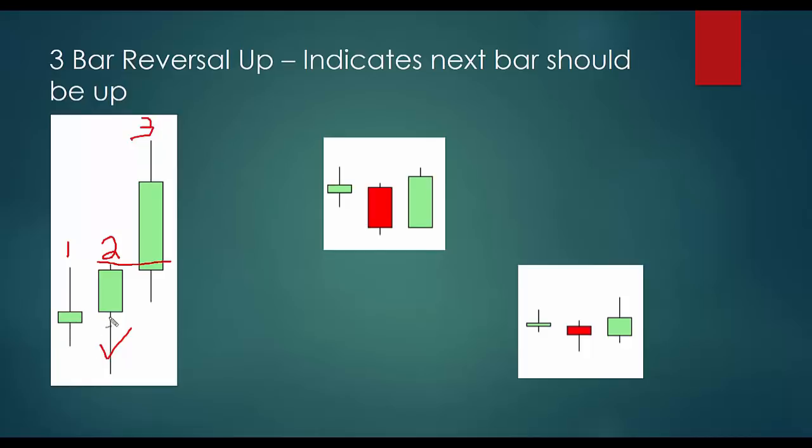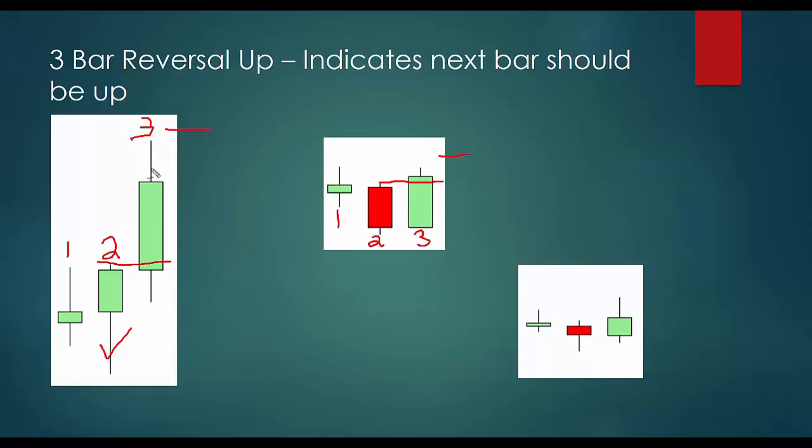So you have bar two is lower than bar three. Bar three is higher than the low of bar two, but also closes above the high of bar two. That's what truly makes it a three bar reversal up. On this one, exactly the same thing. You have bar one, bar two, bar three. And as you can see, bar two is lower than bar one and bar three. You can also see, if you draw a line off of that middle candlestick, bar three closes above the high of bar two. That tells me that the next bar should actually take out the high.